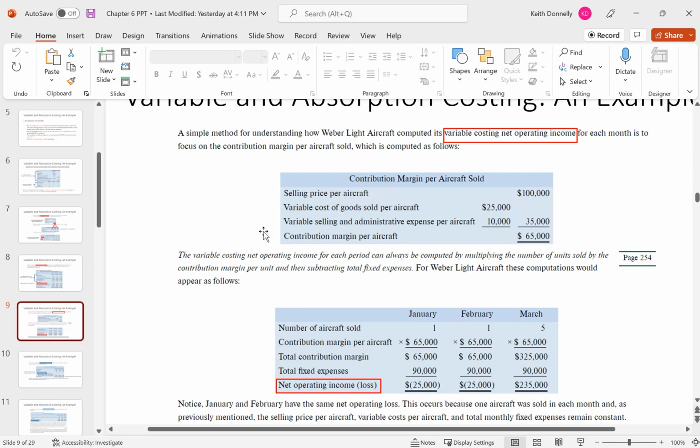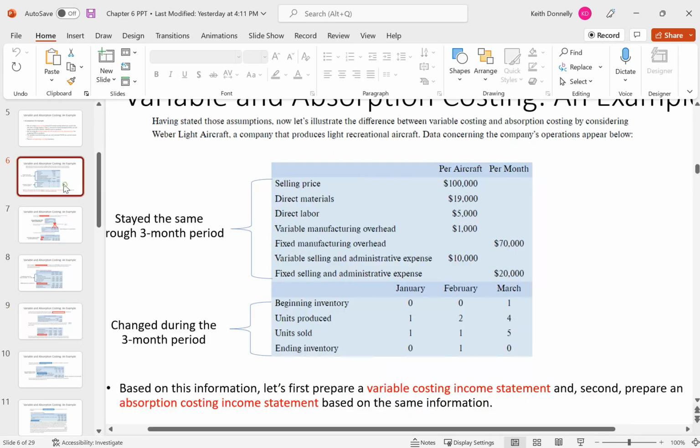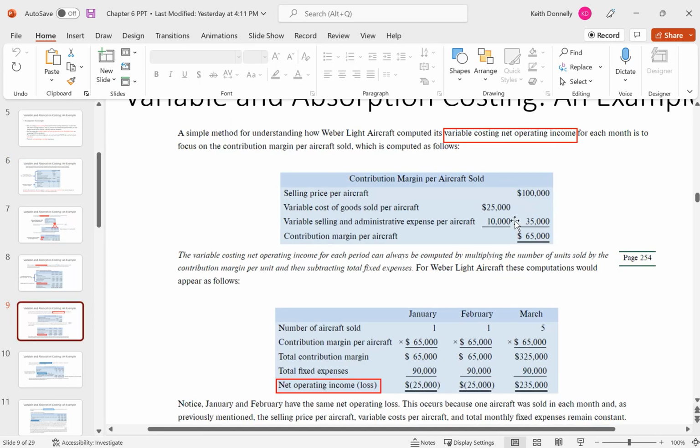All right, so looking here, it says a simple method for understanding how it computed the variable costing net operating income for each month is to focus on the contribution margin per aircraft sold. So what they're doing here is, we sell each aircraft for 100 grand. We get that right from over here. We then have to back out our variable expenses on a per unit basis. We're looking at 65 grand.